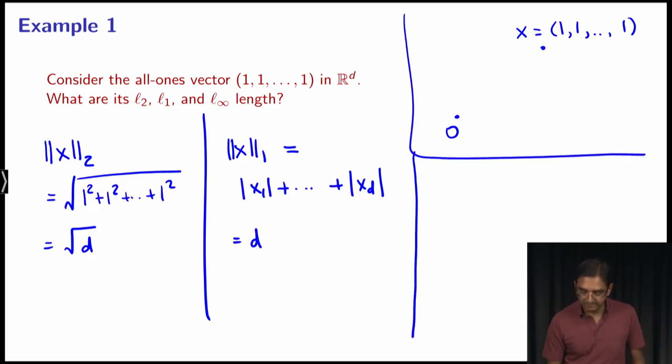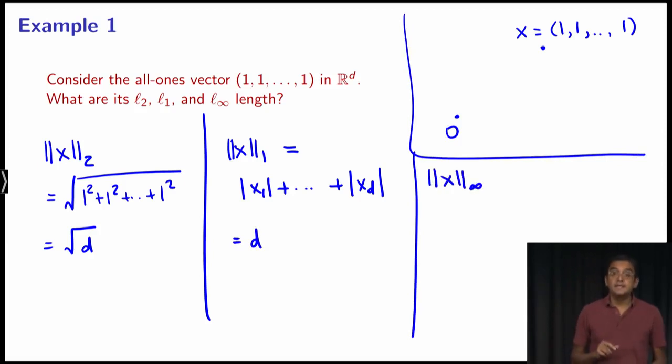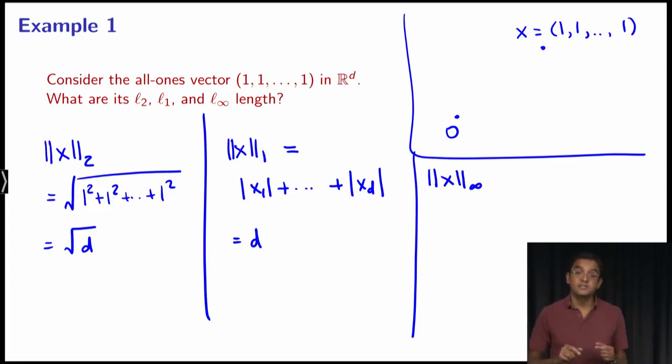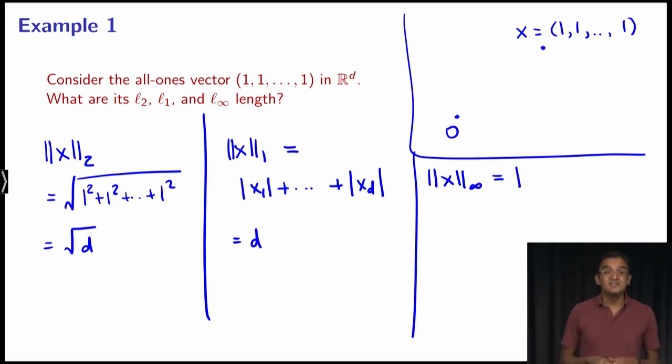The L infinity norm of x is the coordinate along which the value is the largest. And in this case, one could pick any of the coordinates. So the L infinity norm is just 1. So the three norms give very different values.